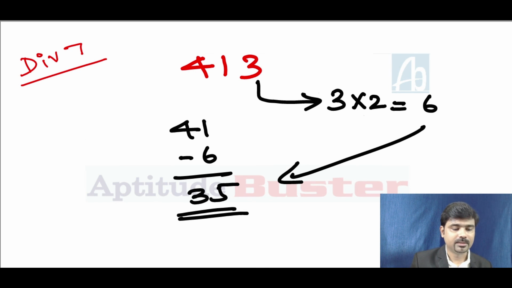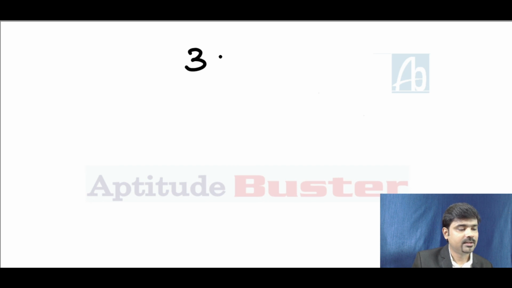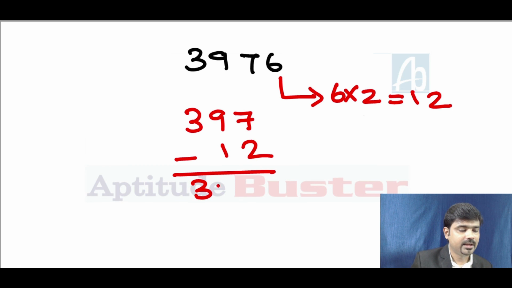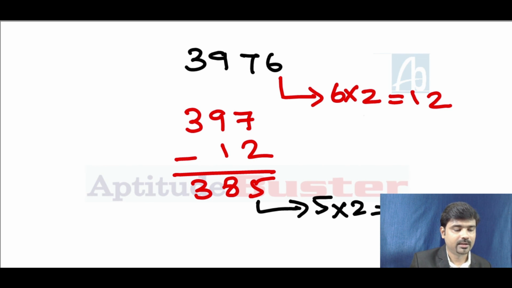If it is a 4-digit number or 5-digit number, pick one number 3976. First remove the last digit 6. Multiply this value by 2. 6 into 2, 12. Subtract this 12 from the remaining 397. 385. Remove the last digit 5. Multiply this value by 2. 10. Subtract this 10 from 38. 28. Is it divisible by 7?